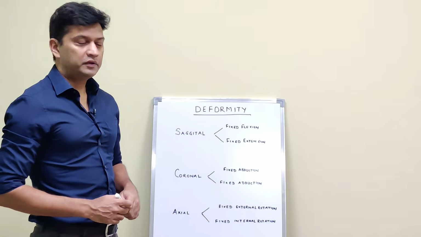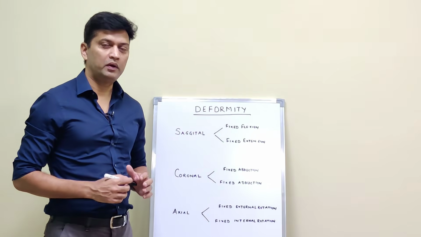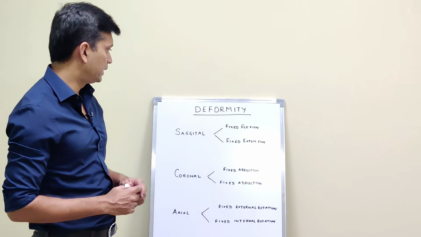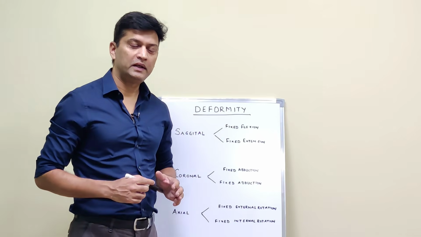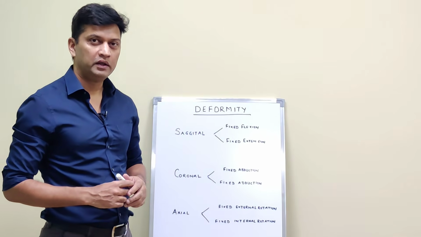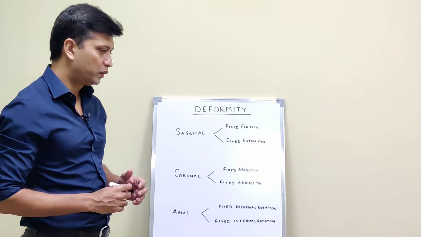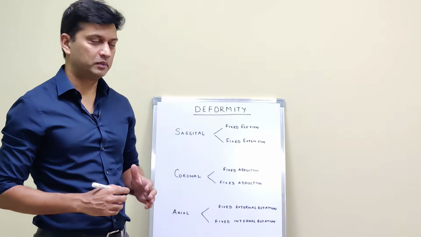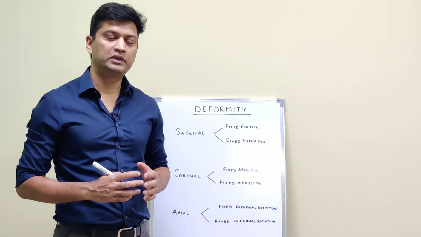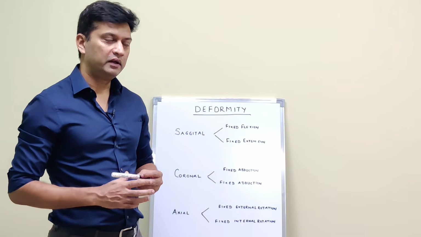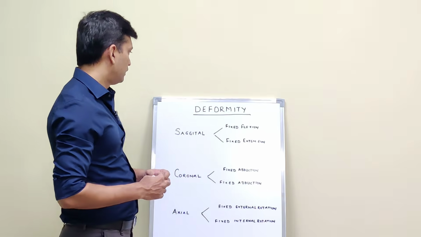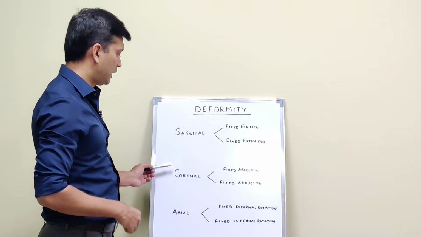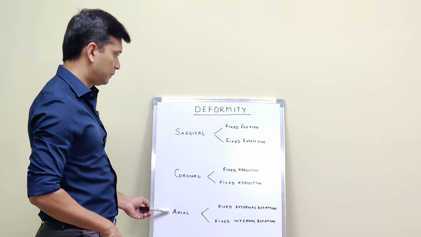So once you have finished with your palpation, the next important bit where the students, especially postgraduate students appearing in the exam, get more perplexed or confused is deformity. A deformity is a position in which a joint is held, where movement in the same plane is possible, but movement in the opposite plane is not possible. Now deformity can happen in 3 planes: the sagittal plane, the coronal plane, and the axial plane.